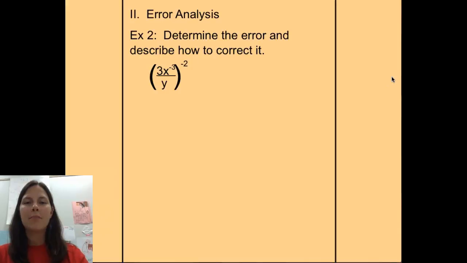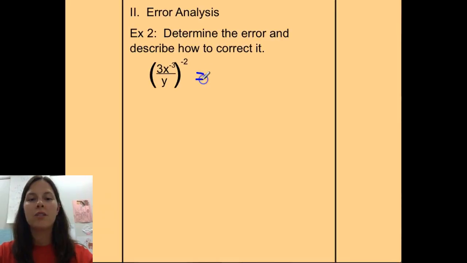In this next example, I am going to make a mistake, a common mistake that I see a lot of students make when they work with exponents. Your job is to find and fix the mistake that I make. We will start class talking about this question.